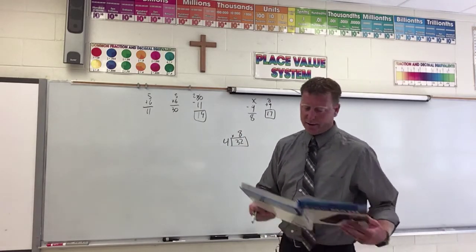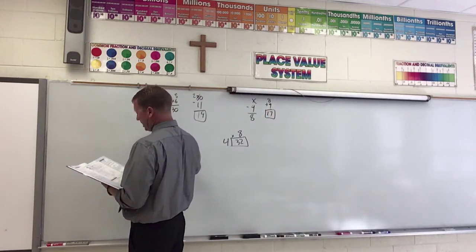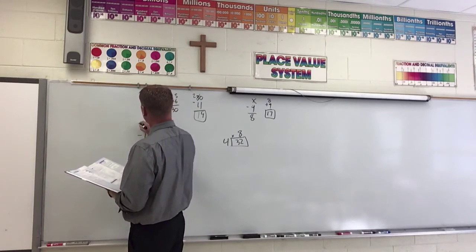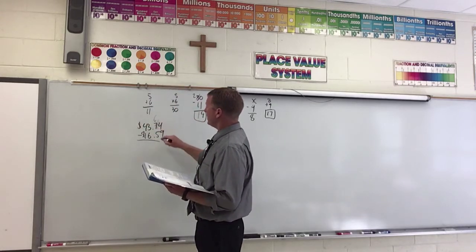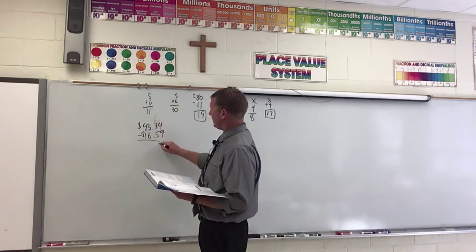Number 7 gets written on the board as $43.74, and I am subtracting $16.59. And off I go. Cross out the 7, make it a 6, becomes 14. 14 minus 9 is 5. 6 minus 5 is 1.